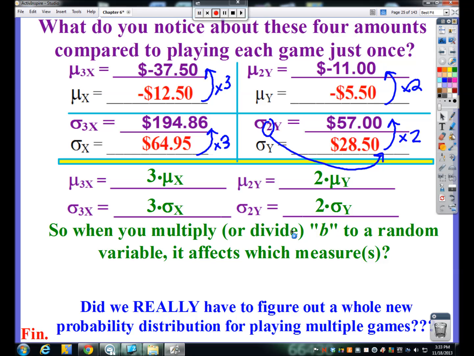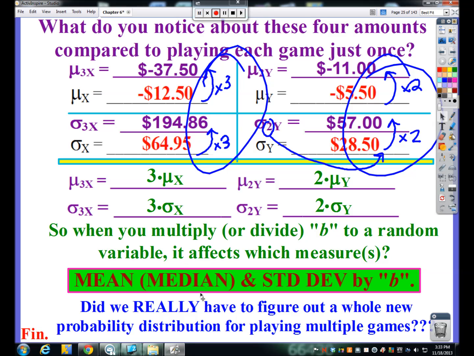So when we multiply or divide by b, and in this case b is 3 and 2, depending on which game you're looking at, to a random variable, it affects which measures? Well, we saw that it affected everything, which is, again, what we have seen previously back in Chapter 1, I think it was, when we talked about adding and subtracting a constant amount to all of our variables, or multiplying. And we saw that multiplying affected mean and standard deviation. So mean, or we could be talking about median, and standard deviation will be affected by that factor. In this case, the 3, and in this case over here, the 2.